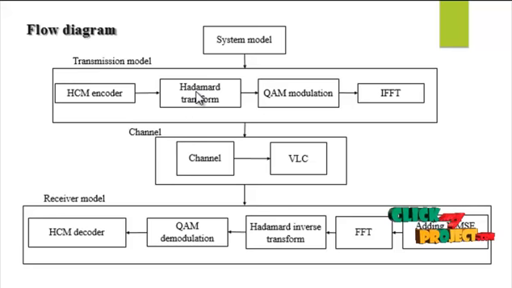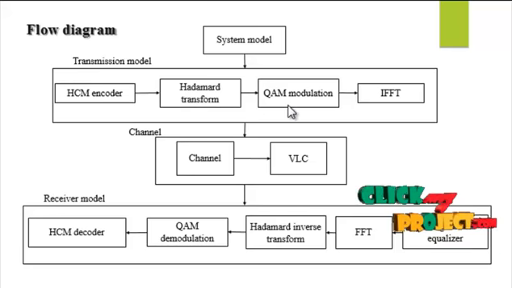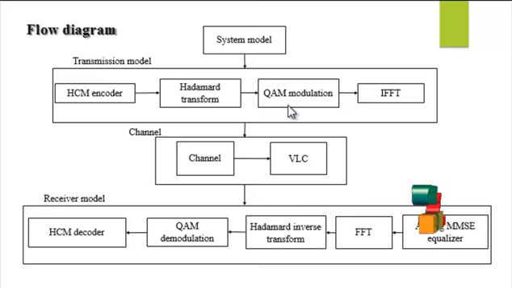Mainly you see here, the Hadamard transform is one type of transform. So here we are using it before the QAM modulation, and then the system model proceeds to transmission, channel, and the receiver model. So here we are using the IFFT. The FFT is the process on the receiver side, and then we add the MMSE equalizer. So that is equal to the HCM decoder. So finally we are getting the receiver model of this process.